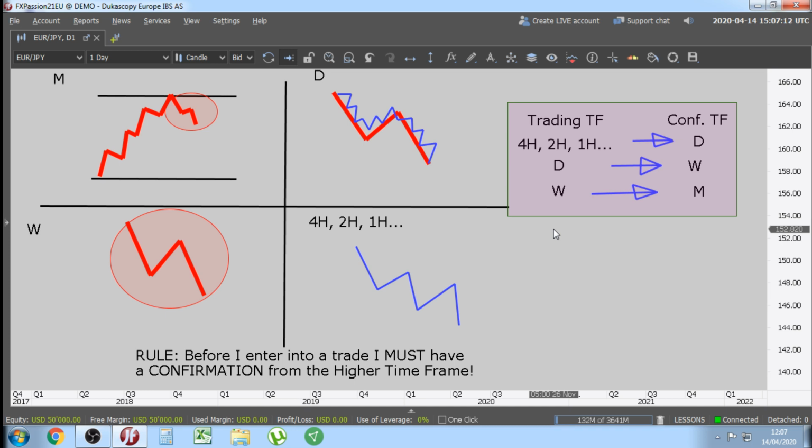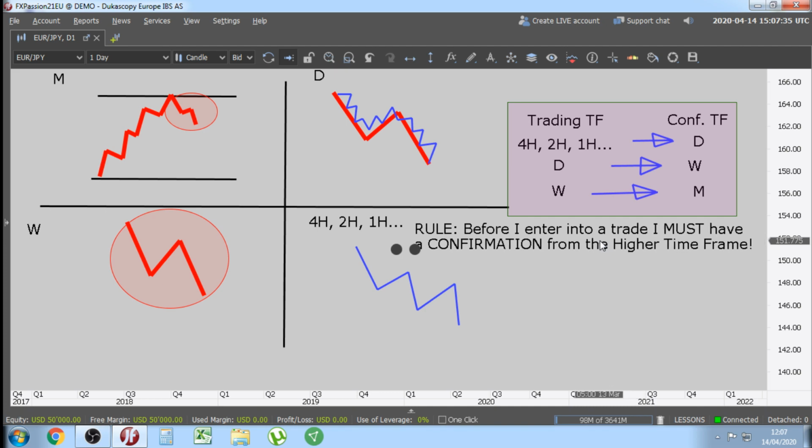And some of you have been with us for 2 or 3 years. My question is to you, everybody: are you doing this? Do you check your confirmation time frame before you enter? Okay, take a screenshot, everybody, of the relationship between the trading time frame, the confirmation time frame, and the concept.